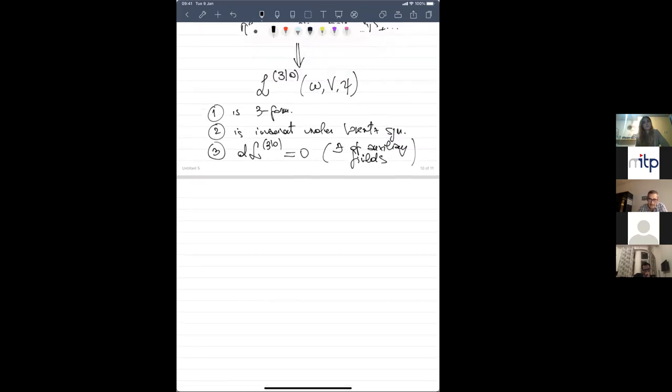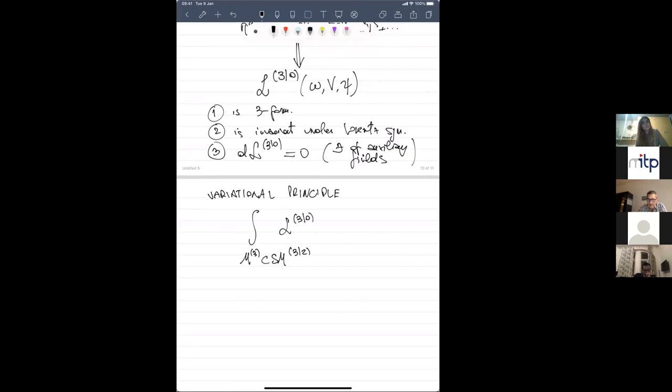Then we come up with the variational principle, in order to get the equations of motion. The variational principle, as in the book, takes a three-dimensional manifold inside of a supermanifold, which is 3|2, and then you integrate this object L3|0. Let me put it in this way.